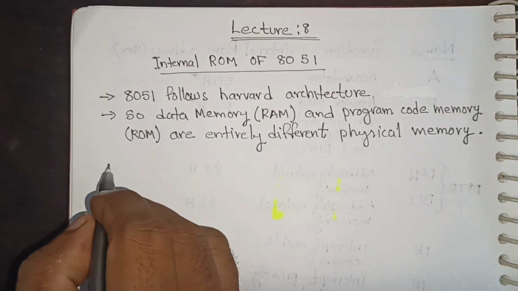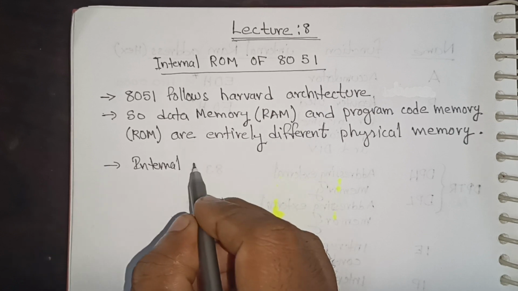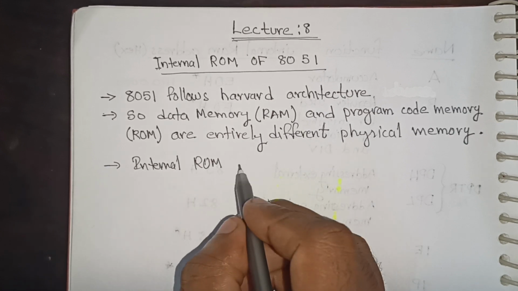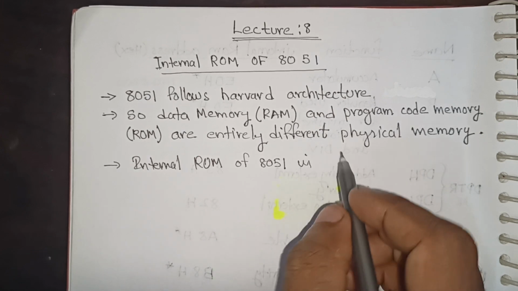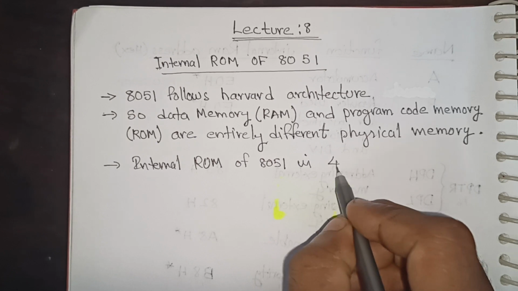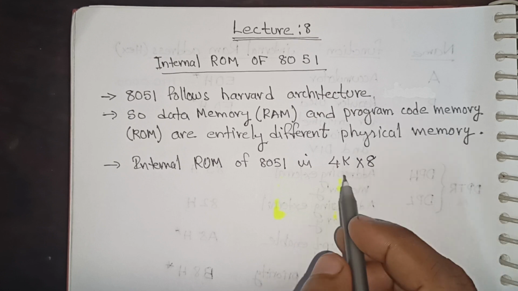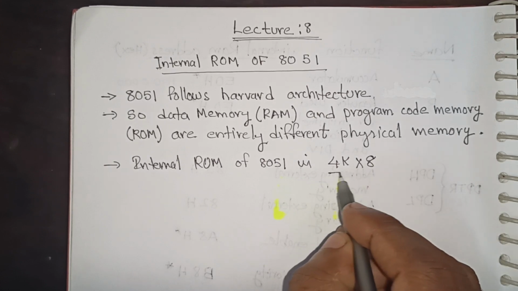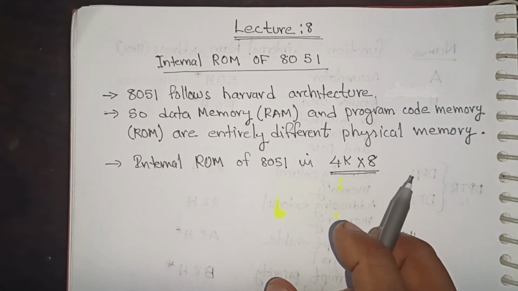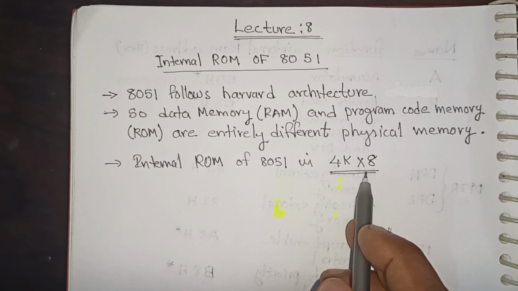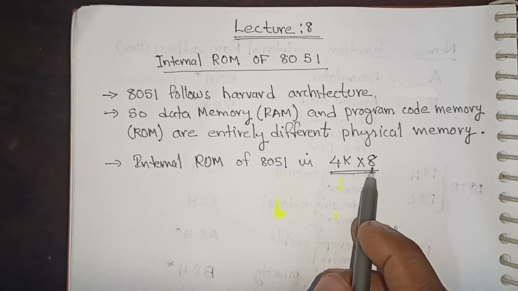So the internal ROM of 8051 is represented as 4K into 8. Actually, this is a memory representation. If you don't understand this representation, you can watch my memory video. So 4K into 8 means it has 4K locations and each location can carry 8 bits.